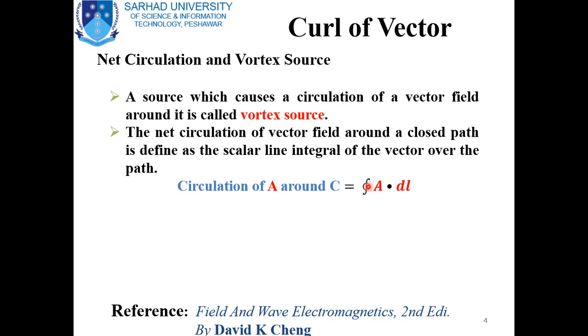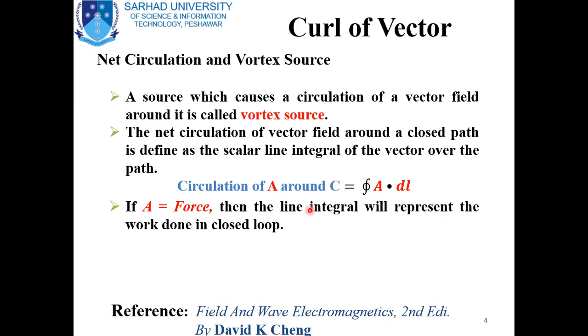So this closed symbol represents our closed path, and if A is equal to force, then the line integral will represent the work done in a closed loop. If the work done in a closed loop is equal to 0, or if the line integral of F dot dl is equal to 0, then the force is said to be conservative, and we can say that the work done is independent of the path.